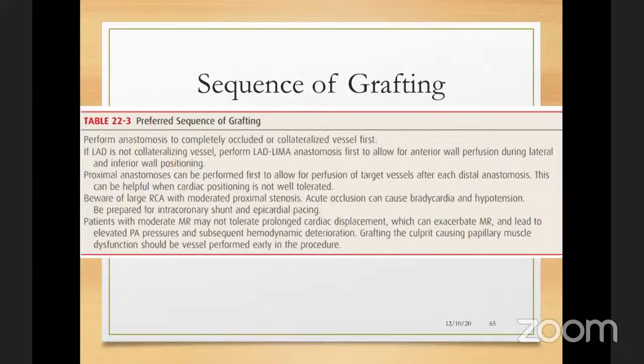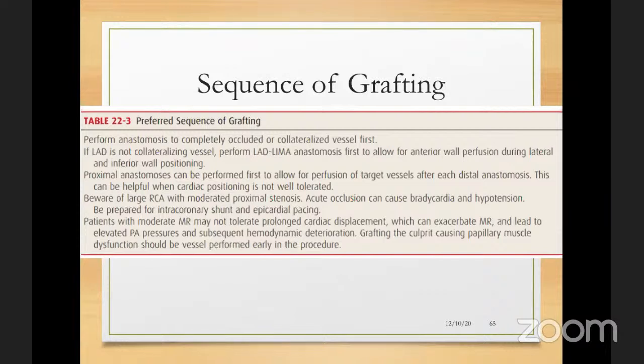This is helpful when doing cardiac positioning, especially if it's not well tolerated. Beware of the large RCA with a moderate proximal stenosis. Acute occlusion can cause bradycardia and hypotension, so be prepared with an intracoronary shunt and pacing.